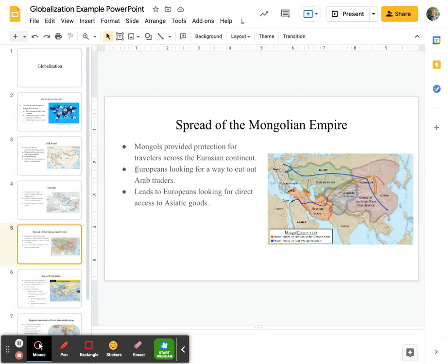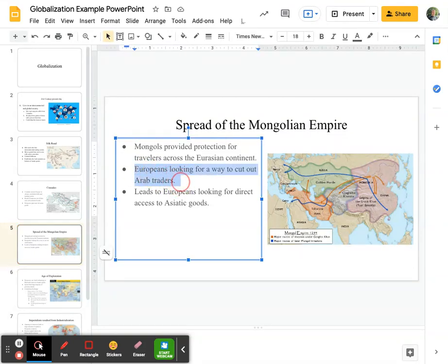However, at this time, Europeans were starting to look at a way that they could cut out the middleman, because with any sort of good, any person that is going to be touching that product is going to be taking a cut of those profits. So the Europeans are going to start thinking, we really like these goods, we really like this process, however, we want it cheaper.